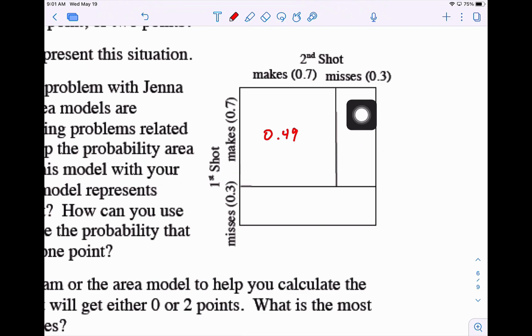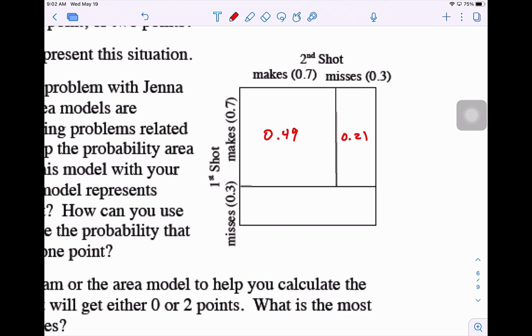This area of the area model would be representing that he makes the first one but then misses the second one. Okay? 0.7 times 0.3. What's 7 times 3? 21, which means you put those decimals in, you get 0.21. There is a 21% chance that he makes the first one but then misses the second one.